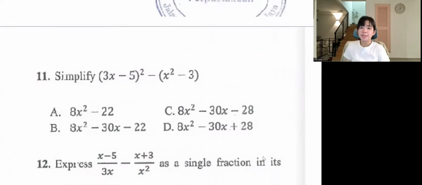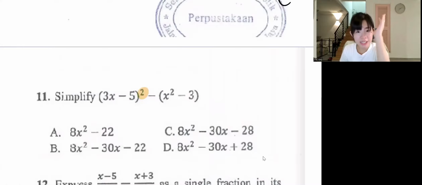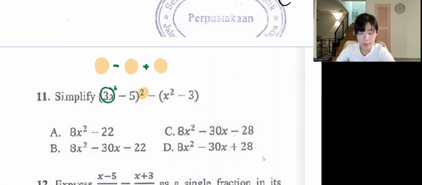Simplify this. So it means we're going to expand and add everything up. When you see square, you will always get 3 terms. Remember, expand it: 1, 2, 3. If the thing in the bracket is minus, the first one is minus, and the second symbol is always plus. The first term is the first thing squared. Everything squared, so we get 9x squared.